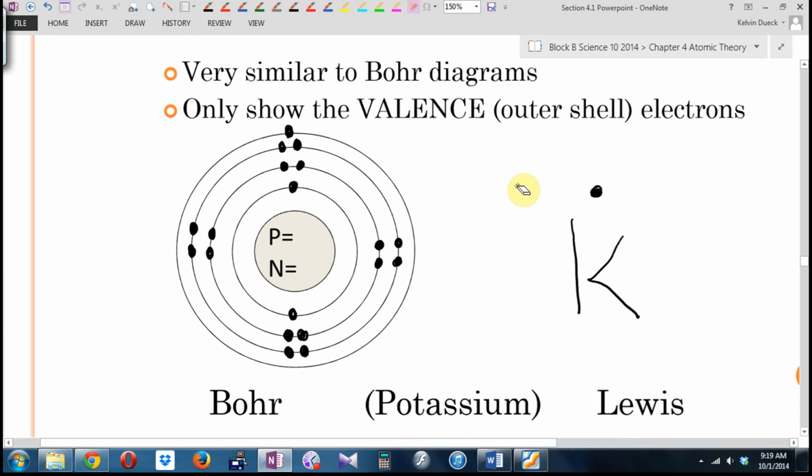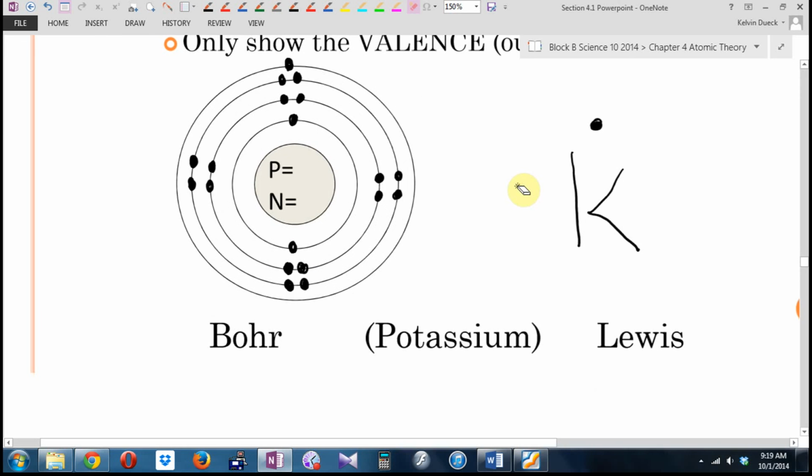Which one looks like it's less work? Bohr diagrams or Lewis diagrams? Which ones are easier to do? Lewis diagrams. Now, why are they so handy? Well, when it comes right down to it, in most chemical reactions, all the action's going on in the outer shell anyway, so what do we care about the inner shells? We used them in Science 9 because it's important that you understand that there are shells, that there is stuff there. But now in Science 10, we're more interested in the outside. Okay?